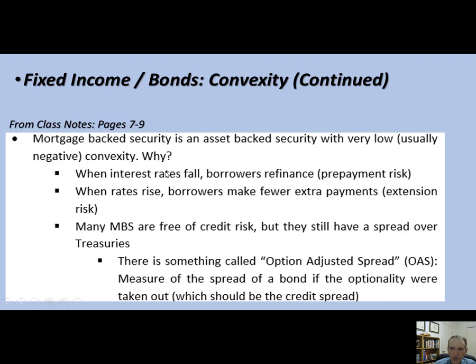So you can see interest rates fall, borrowers refinance, so my price doesn't rise much. When rates rise, borrowers actually hurt you by making fewer extra payments, so your bond price actually falls even more than you would think. So you have what we call prepayment risk, extension risk. Why would you lend money here? Well, because of this optionality, you're actually getting a higher return. You're getting paid an extra return to induce you to make these loans.